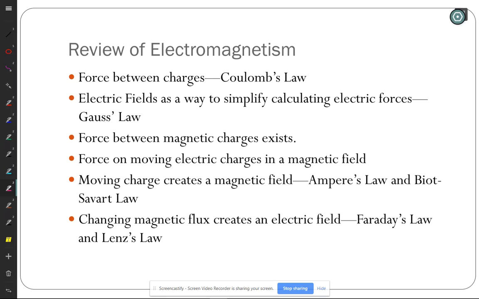Using those force laws, we were able to do things like understand how an electric motor works. We had 2 right-hand rules in the electric motor. One because torque is equal to R cross F, and one because force is equal to IL cross B.